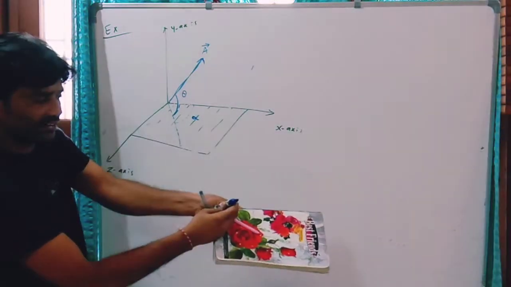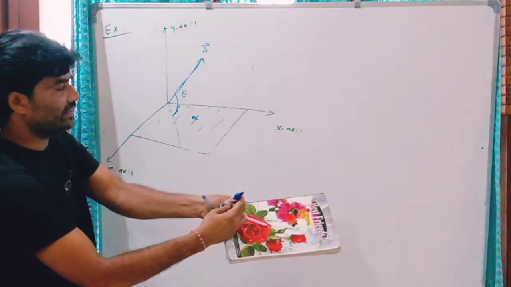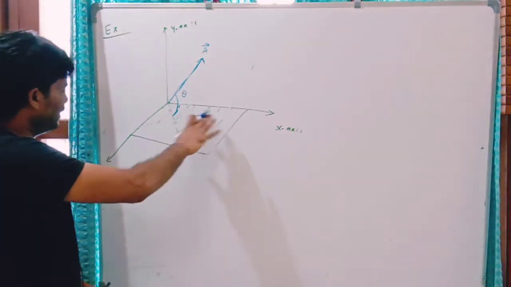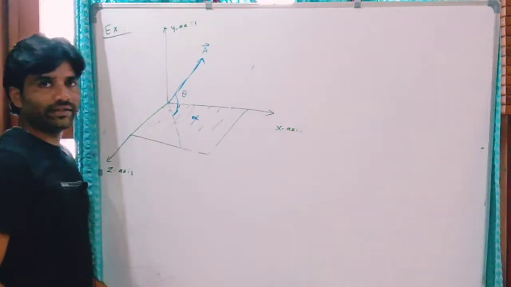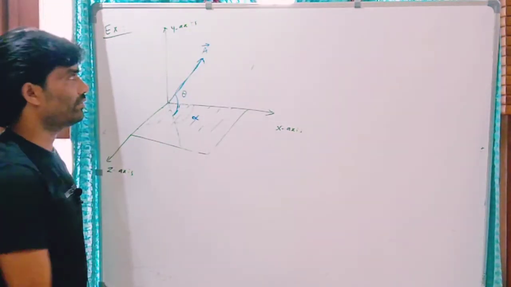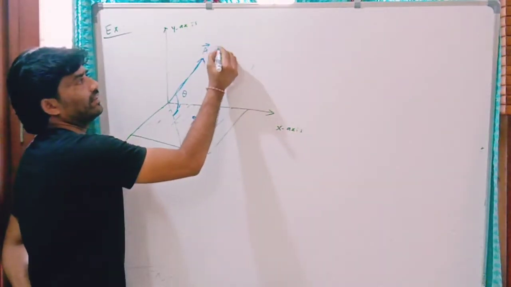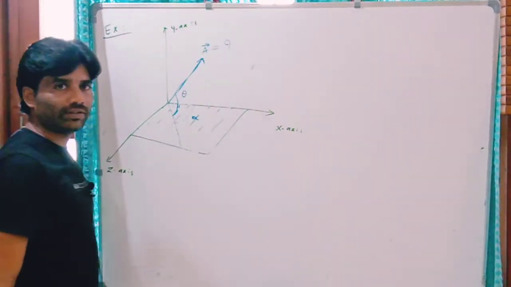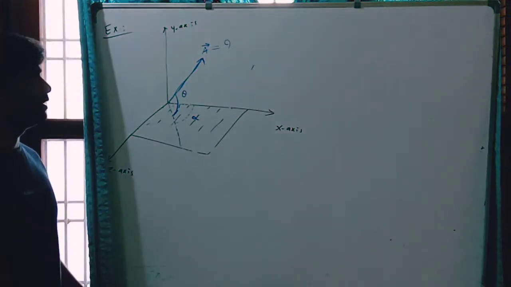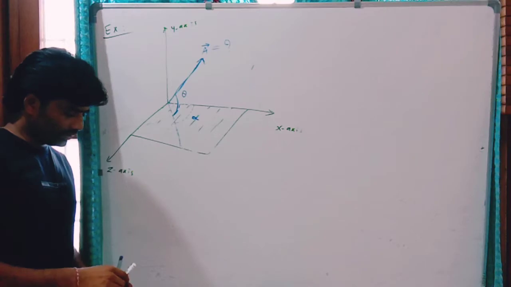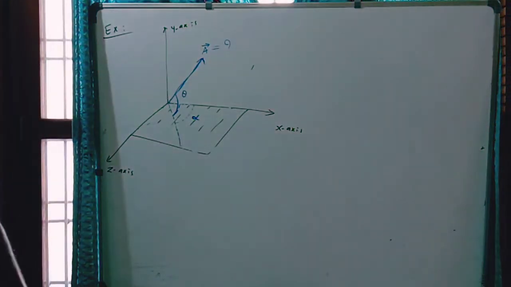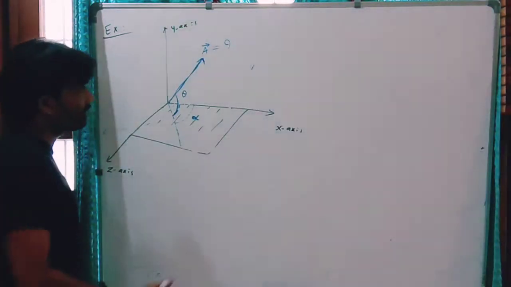The vector is like this, making theta angle with this line. So it is indirectly making theta angle with the xz plane. Now the vector form of this A. You want the vector form. Understood or not? So we should resolve, or we should write the components of this A vector along x direction, y direction and z direction. Then we can write its vector form easily.